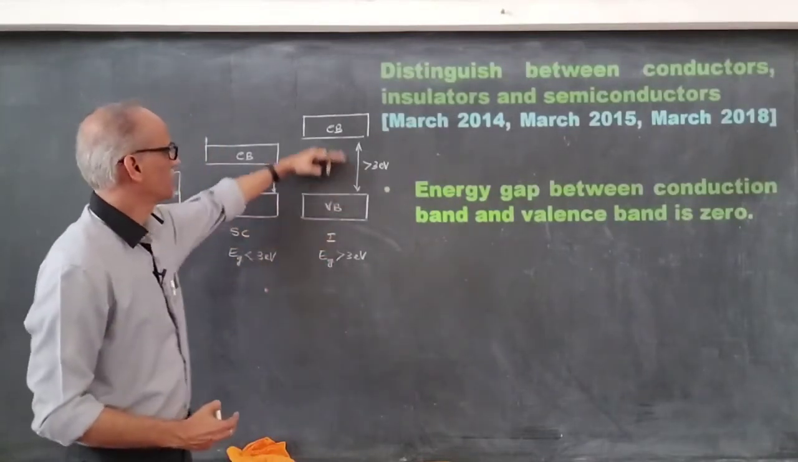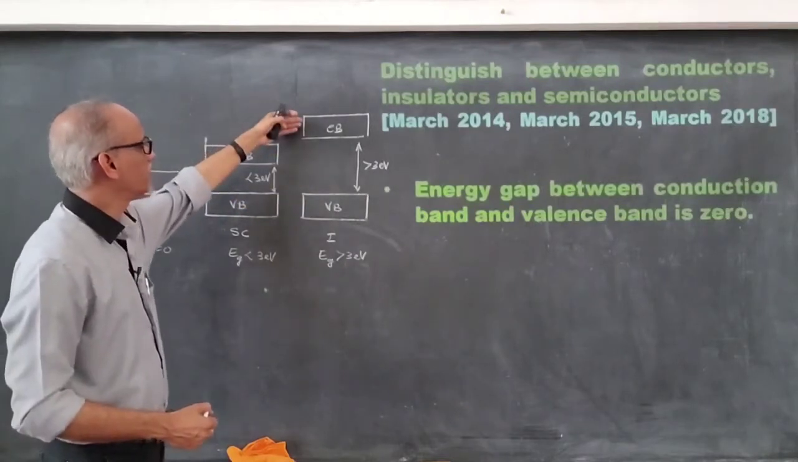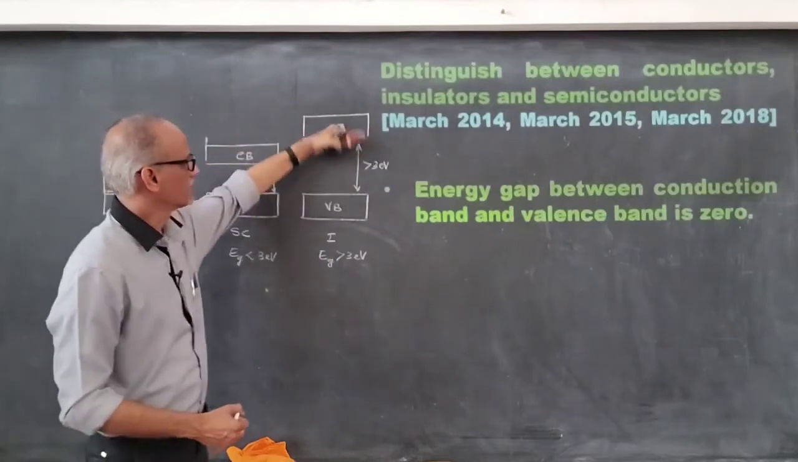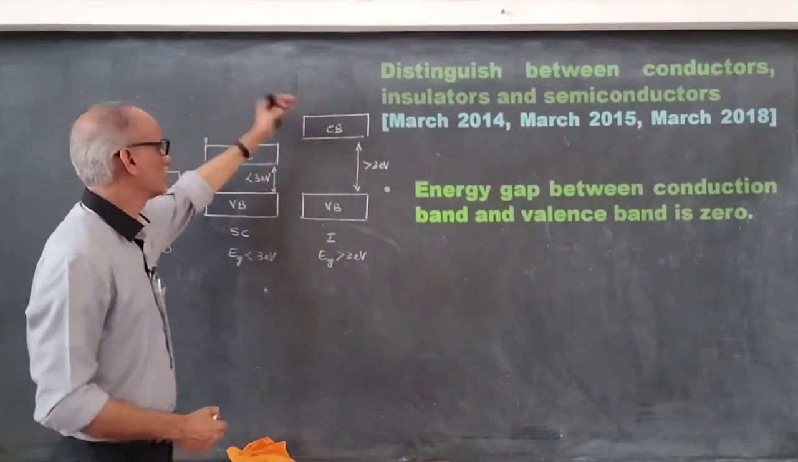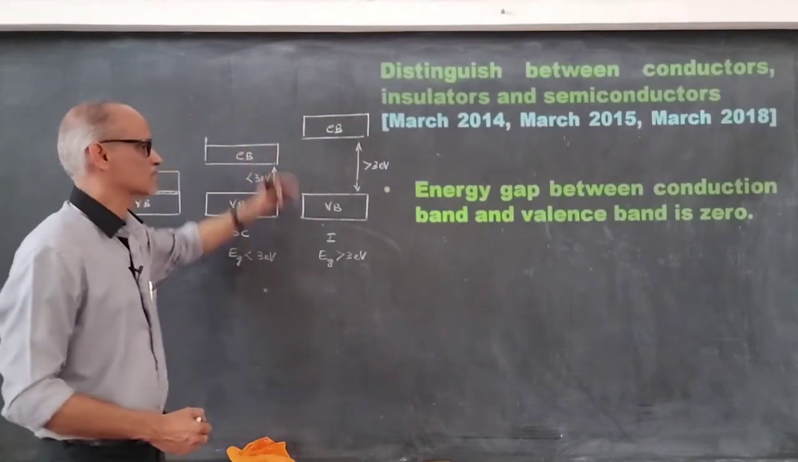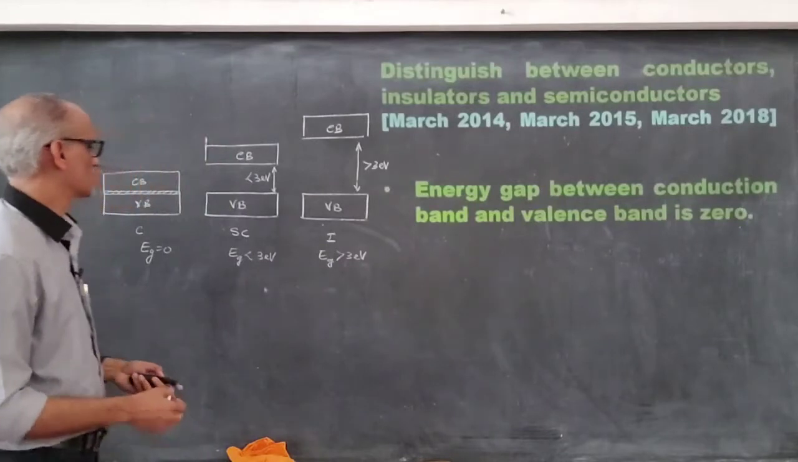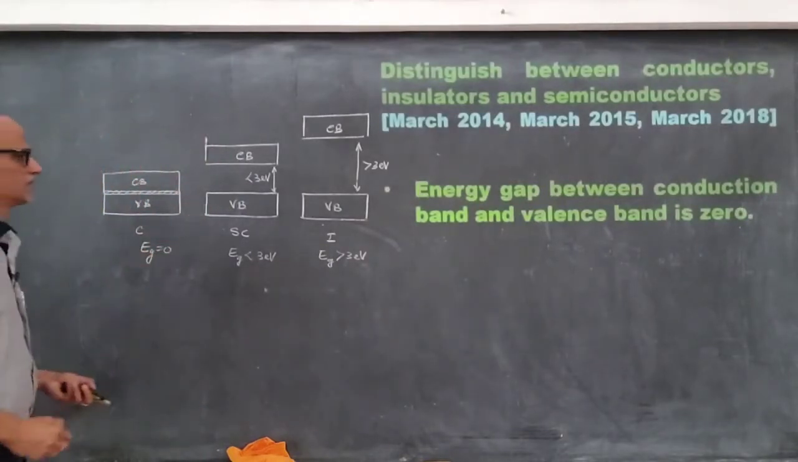Therefore, the energy gap is more. That means the non-availability of electrons in the conduction band is mainly because of the large energy gap between the valence band and the conduction band. That is why no electrons are available in the conduction band, and that is why it does not conduct. So, it acts as an insulator. This is one of the points based on which we can distinguish all three substances.